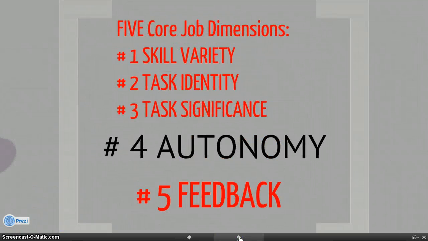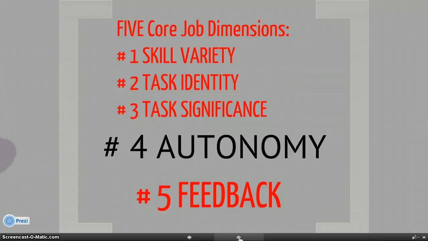And those 5 core dimensions are skill variety, task identity, really identifying what that job is, task significance, making sure that what you're doing actually has some sort of significance toward it, autonomy, number 4. It's the biggest part. That's why I highlighted it, because nobody likes to be micromanaged. You want to be told what you need to do and have the autonomy to go ahead and do it. And then feedback.